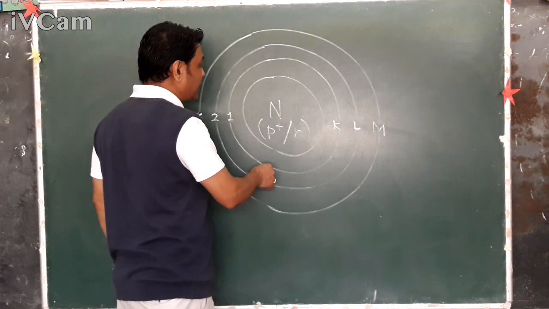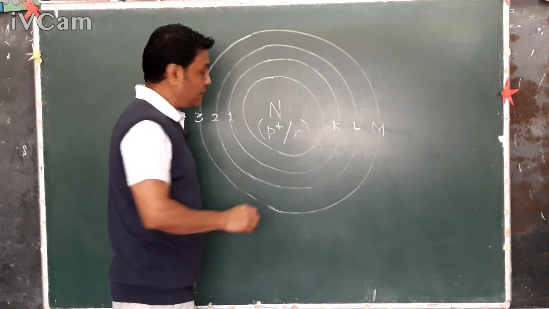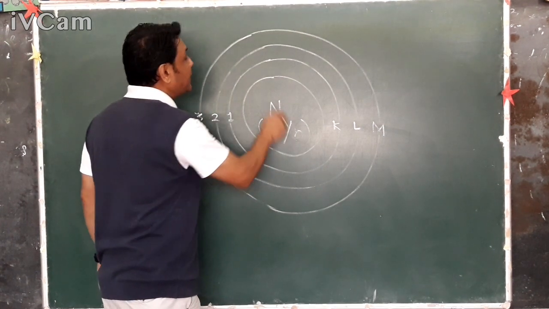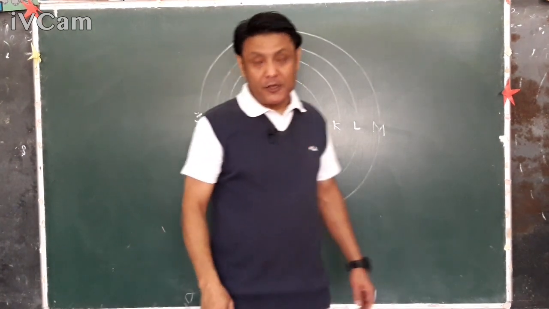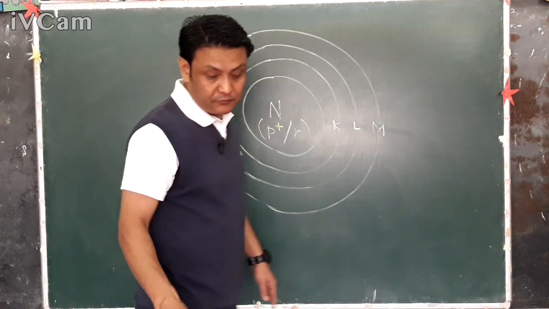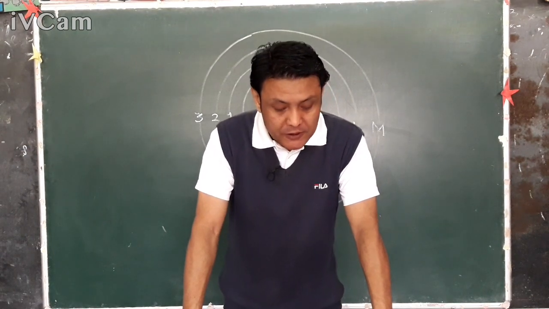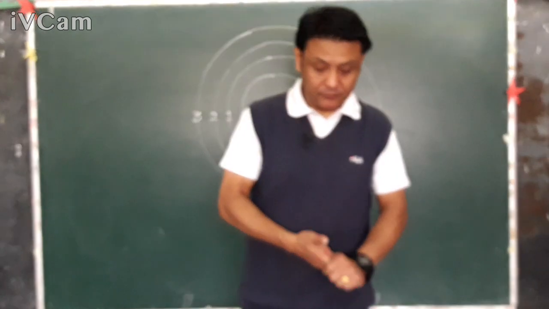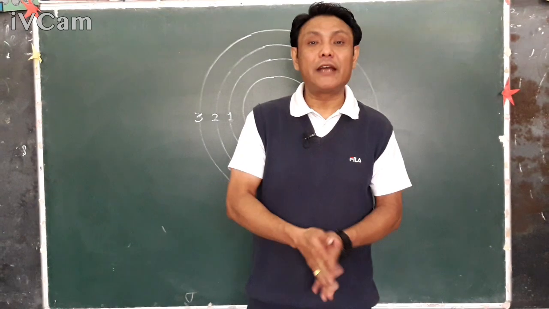And then within the nucleus, because of the protons, because neutrons do not have any charge. So since protons are positively charged, the entire charge of the nucleus will be positive. So there is a force of attraction between the nucleus and the revolving electrons, because opposite charges attract each other. So the positive charge of the nucleus is due to the protons present in the nucleus.